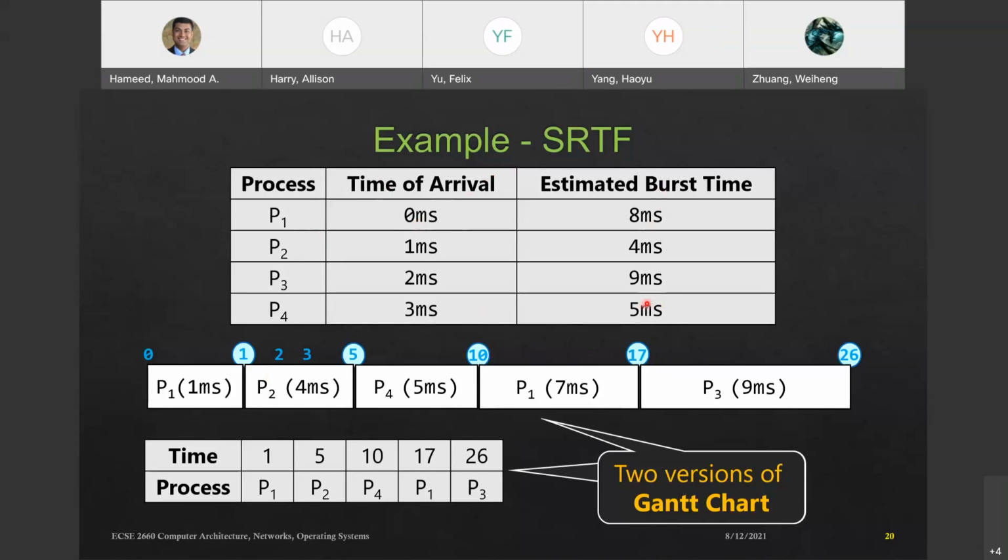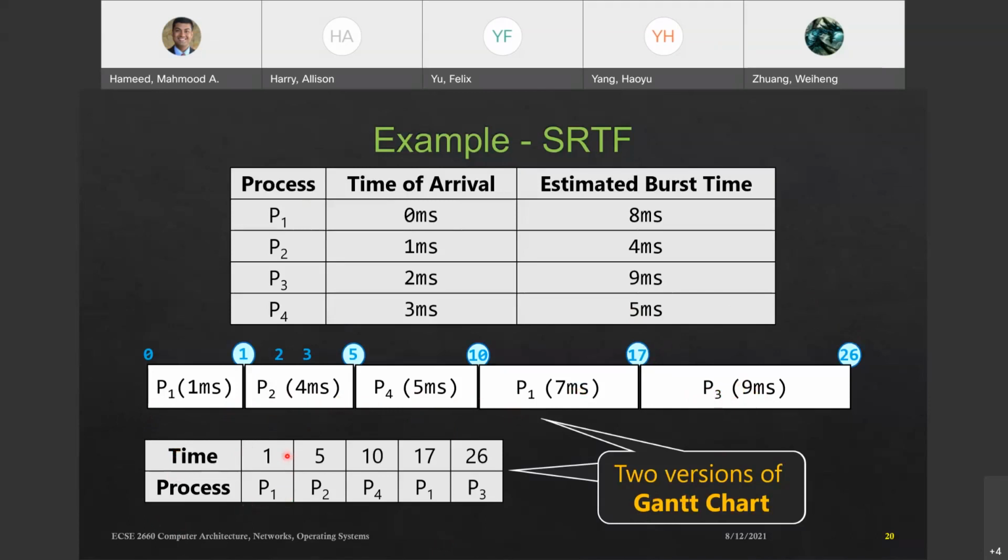So over here, we have the timeline. P1 worked on it for the first millisecond, then 4 milliseconds for P2, 5 milliseconds for P4, 7 milliseconds for P1, and P3 finally from 17 milliseconds to 26 milliseconds for a total of 9 milliseconds. This can be written in a second version of Gantt chart, which is time versus process.